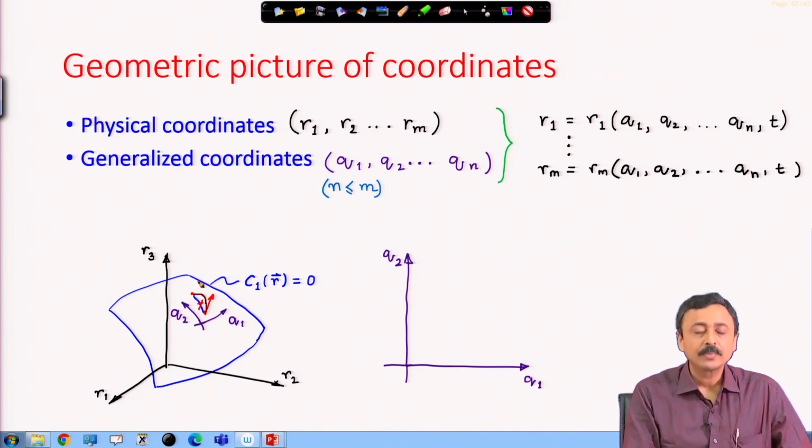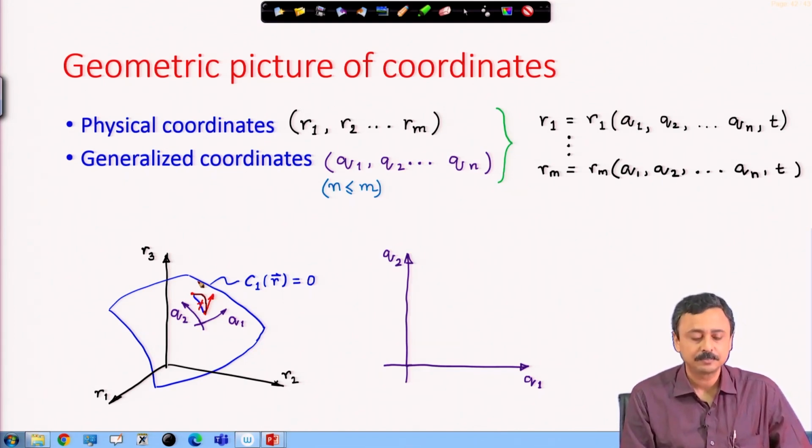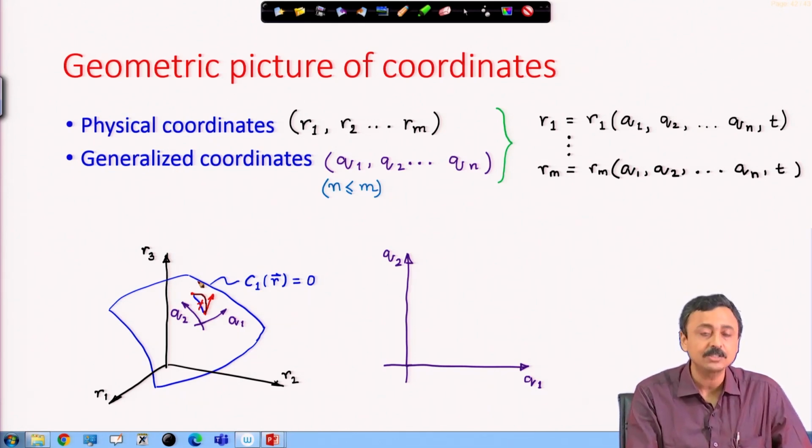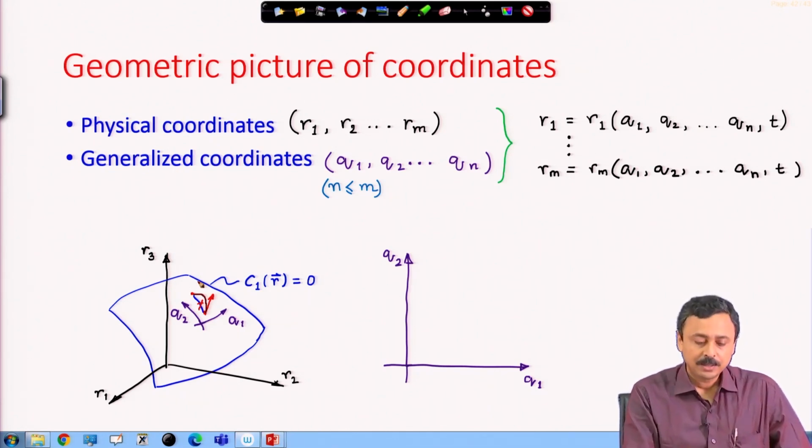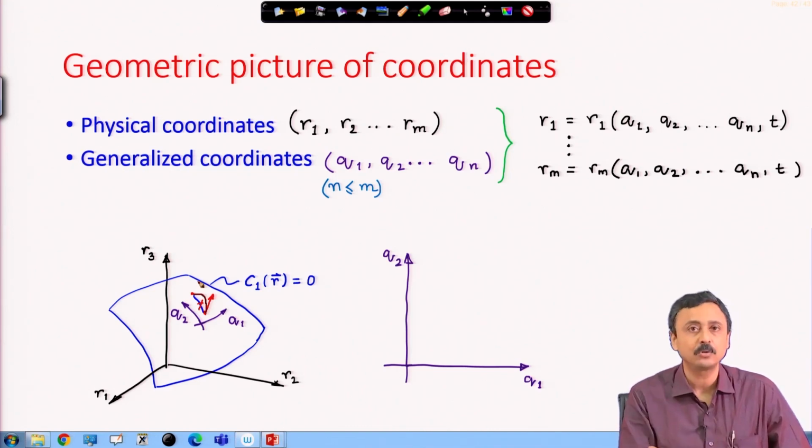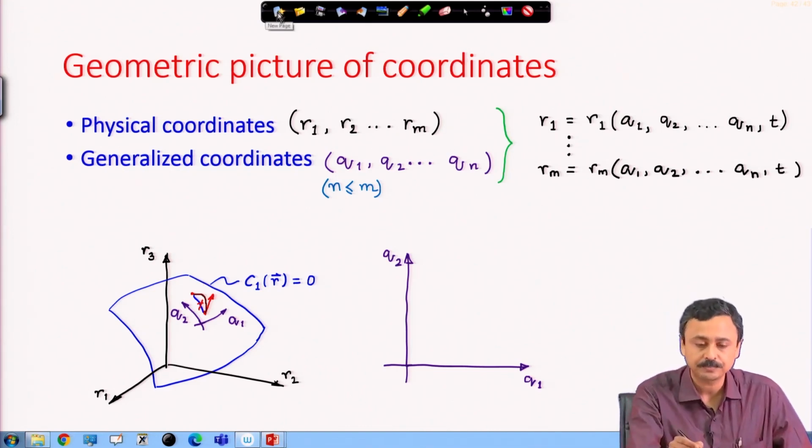Like in a holonomic constraint, there are definite restrictions. You cannot have an arbitrary choice of physical coordinates. The choice of physical coordinates is valid only as long as it is on the surface. But for a non-holonomic constraint, there is no such restriction, only a direction. You cannot move in arbitrary directions, only in a special direction, but you can reach any point. There is no restriction on choice of points.